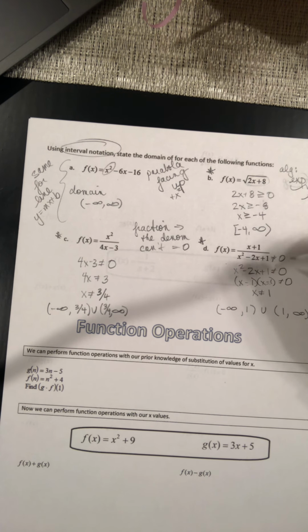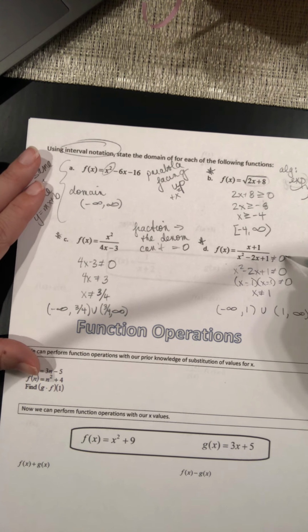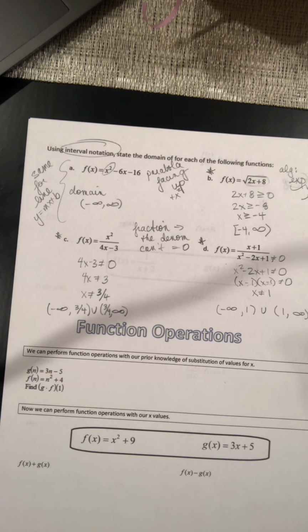Now, just so you know, if you can't factor this, if it's not something you can solve for 0, then that just means there is no domain restriction, which can happen, all right? So if you try to set this equal to 0 and you can't solve it, then it's all real numbers, okay?